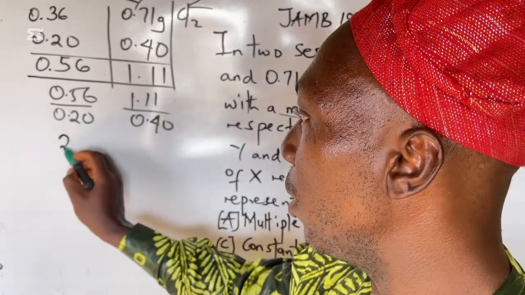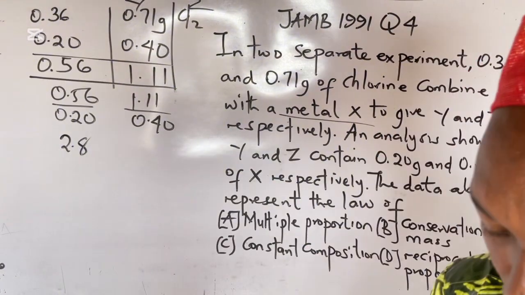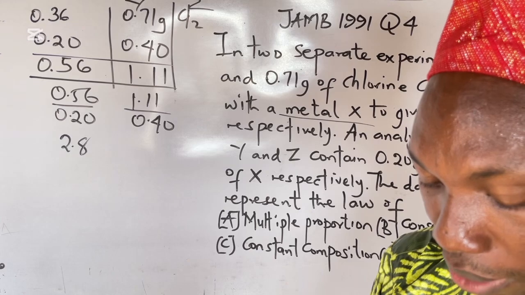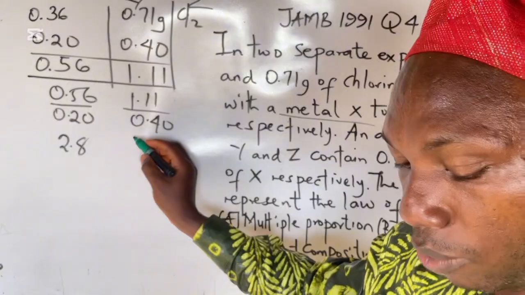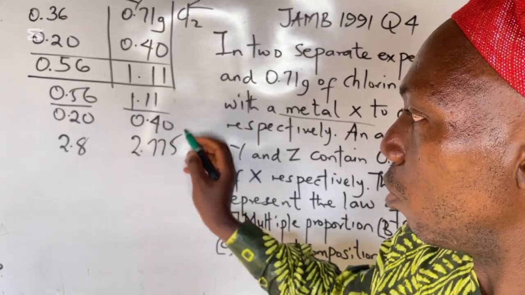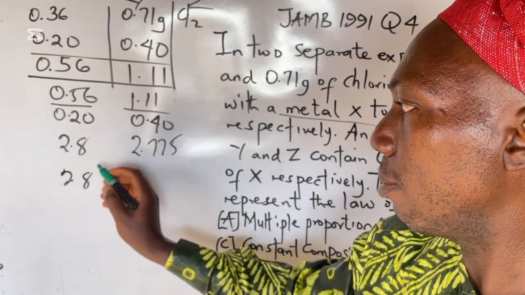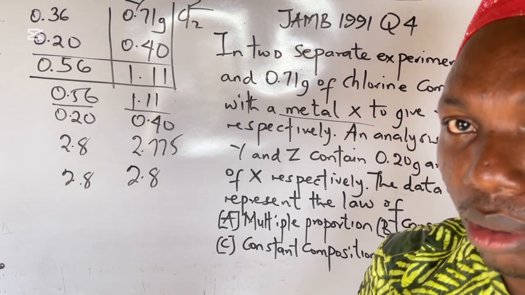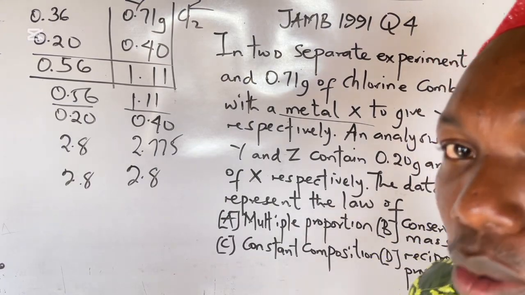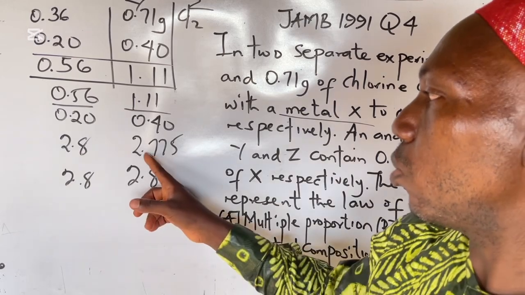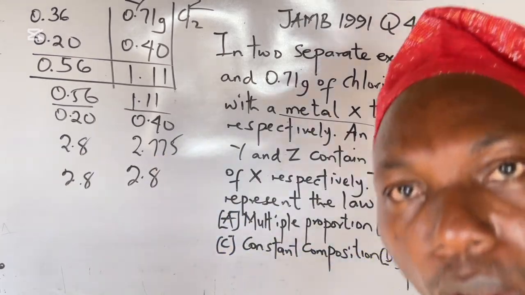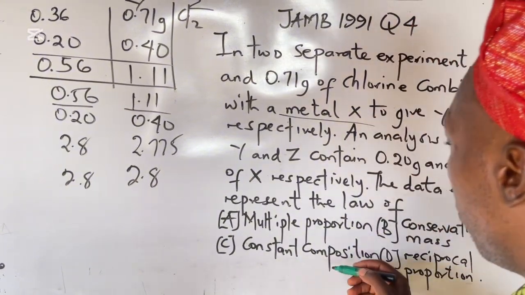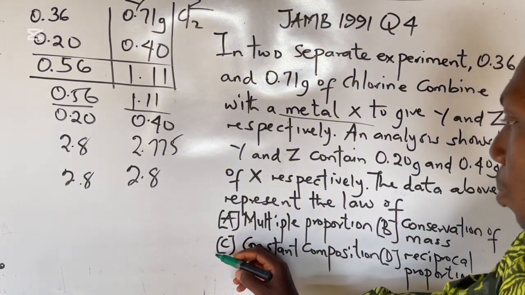Let's do that for the second one, 1.11 divided by 0.4. This is 2.775, which is approximately 2.8. So we see that from this question, the two values are equal when we approximate 2.775. So this data is in accordance with the law of definite proportion or constant composition.